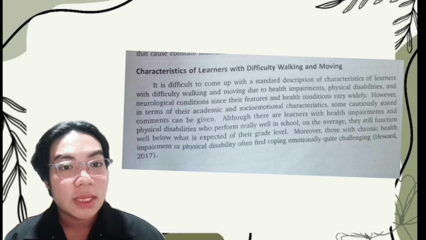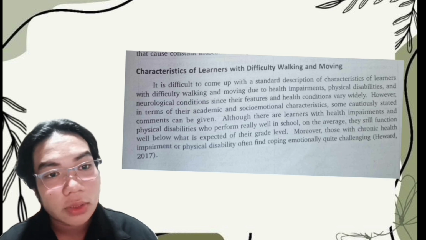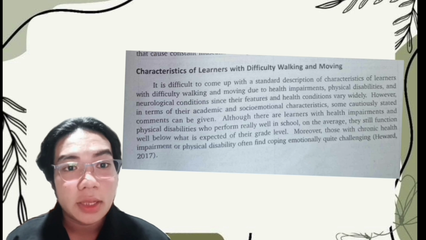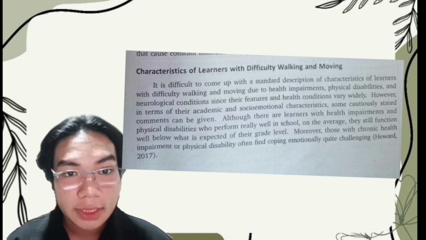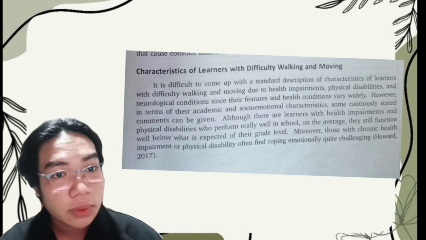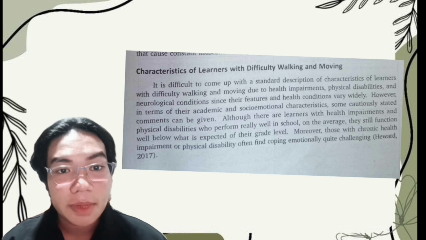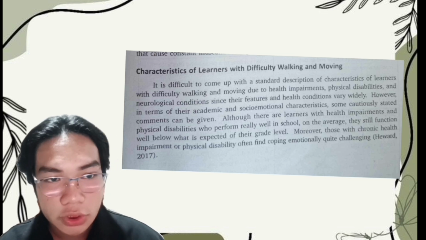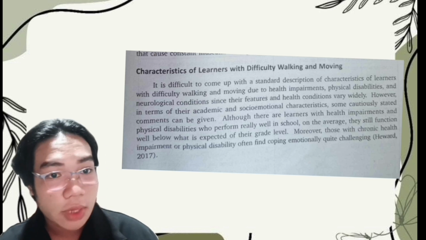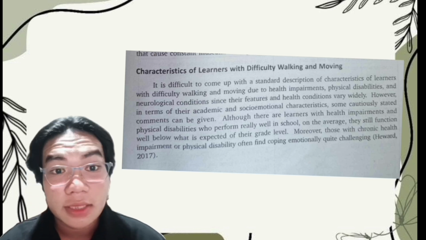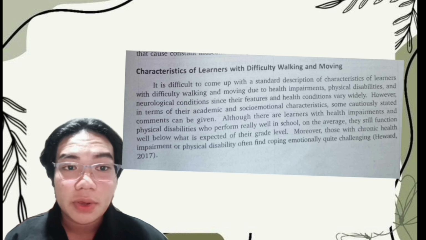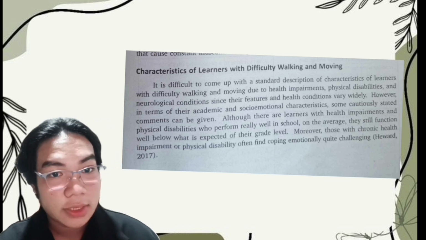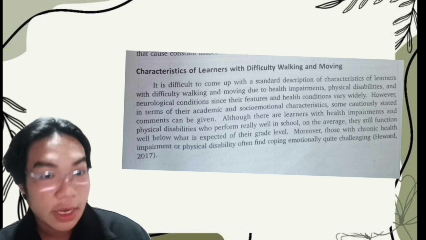So next, we have the characteristics of learners with difficulty walking and moving. Learners with mobility issues vary greatly. Some perform well in school, but may struggle academically and emotionally due to their physical limitations and health conditions. For example, a student with physical disability finds it hard to focus in class because they often feel tired and emotional.